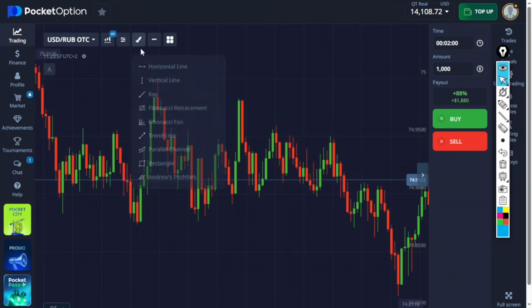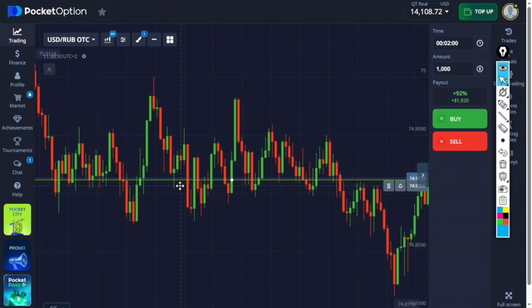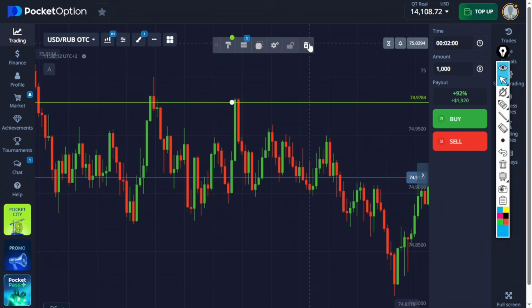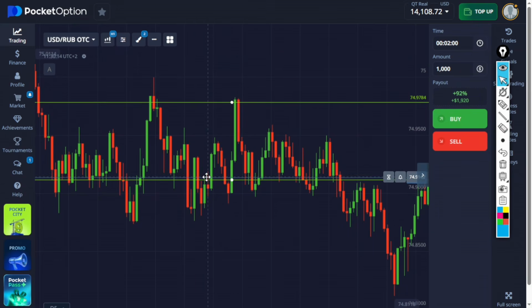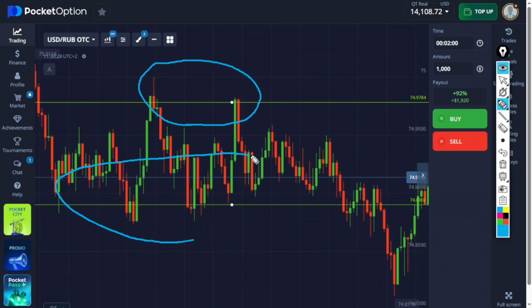Now, there's one of two ways that you can mark up your consolidation range. You can either use horizontal lines or you can use a rectangle. Using horizontal lines, you want to mark out the top of the range and the bottom of the range. Okay, and it's not going to be 100% accurate. It's just an estimate. Okay, we've marked out the top of the range where price reacted from on multiple occasions, and we've marked out the bottom of the range where price has also reacted from on multiple occasions.